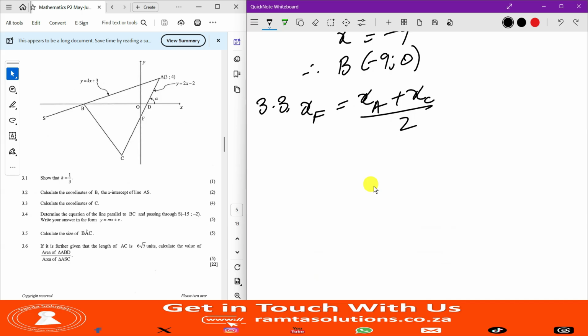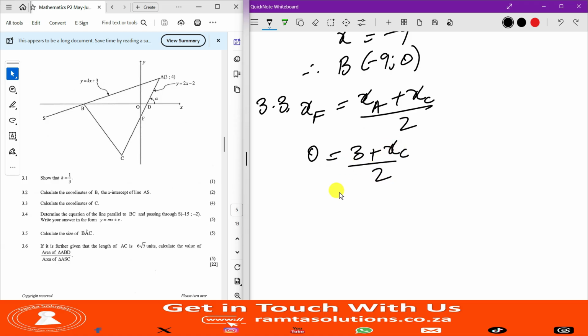What is x of F, guys? This is the y-intercept. So the coordinates are 0 and minus 2, because the straight line has the equation 2x minus 2, right? So the x value is 0. What is the x value of A? It's 3. The x value of C, we do not know, right? So 0 equals 3 plus x of C. Therefore, we can say x of C is negative 3, right?